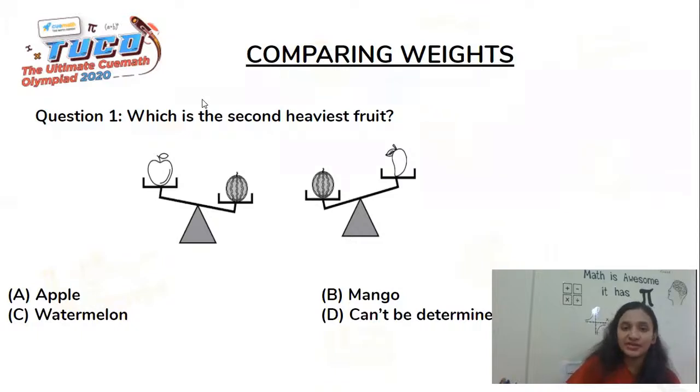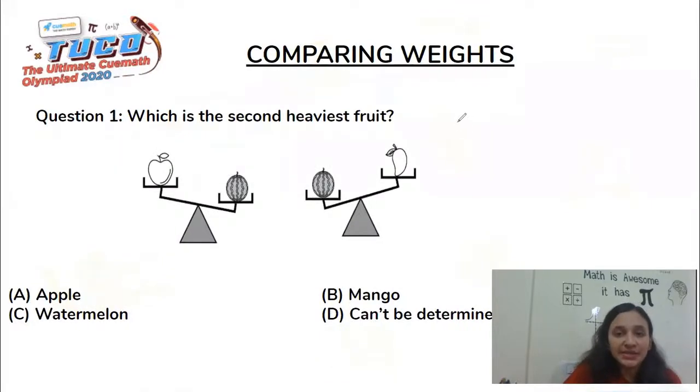Now let's quickly see. What we can say is that watermelon, I'll be writing it as W, from the first case is heavier than the apple. Why do I say this? Because we see that watermelon is weighing down the apple, it's going down, so it's heavier. Now the same thing if we apply in the second case, we can again say that watermelon is heavier than mango. So the heaviest here we can clearly say is the watermelon.